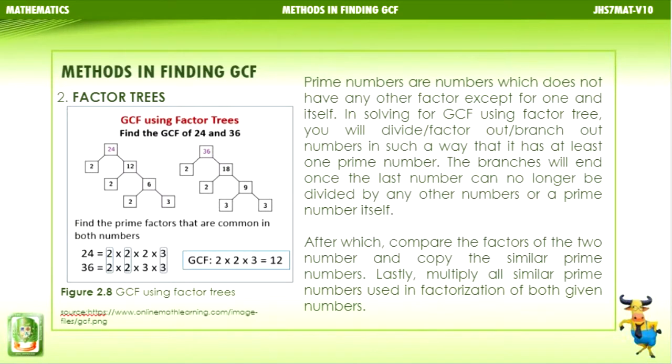2. Factor trees. Prime numbers are numbers which do not have any other factor except for 1 and itself. In solving for GCF using a factor tree, you will divide or factor out numbers in such a way that it has at least one prime number. The branches will end once the last numbers can no longer be divided by any other numbers, or are a prime number itself. After which, compare the factors of the two numbers and copy the similar prime numbers. Lastly, multiply all similar prime numbers used in factorization of both given numbers.